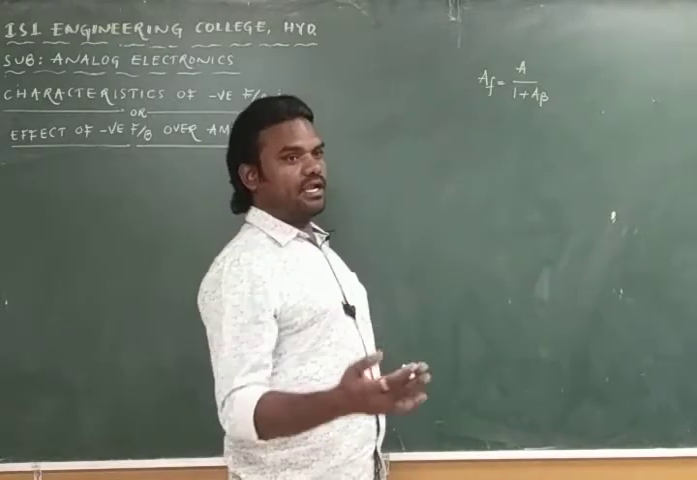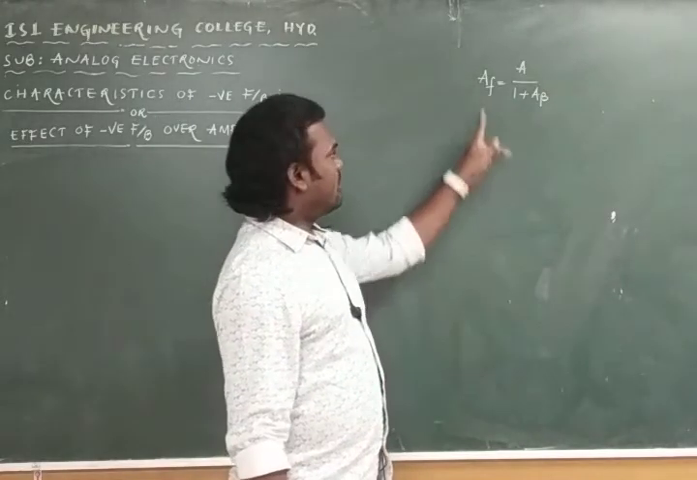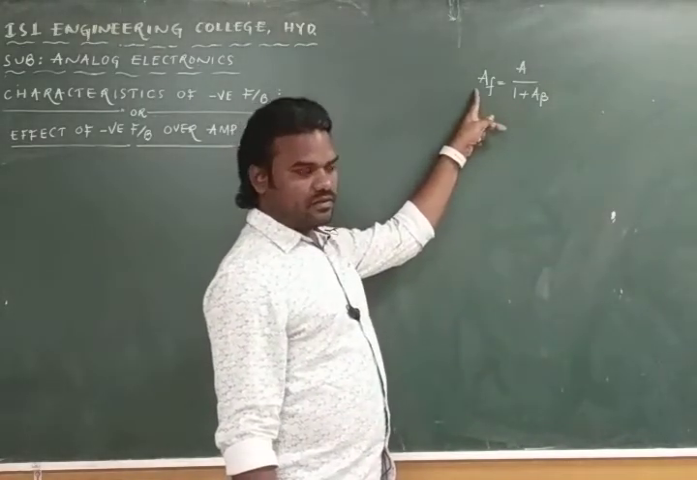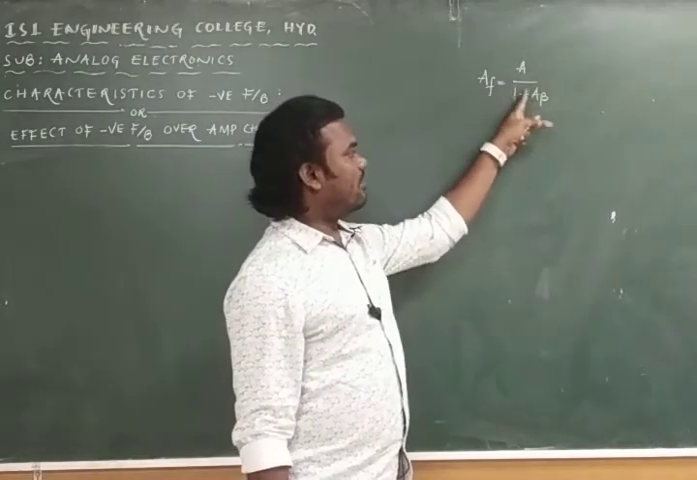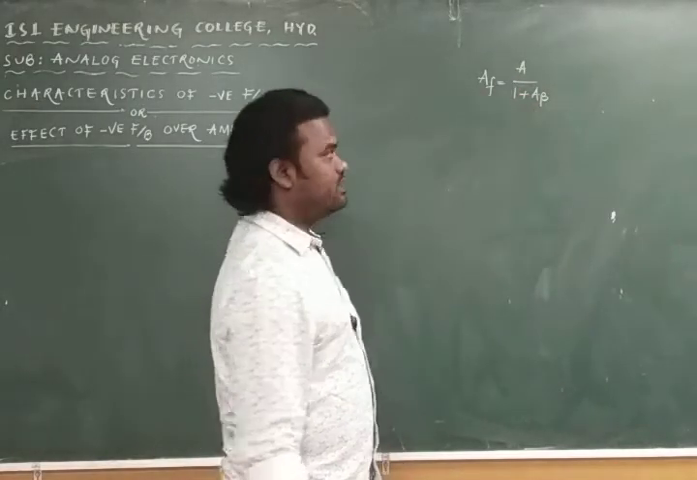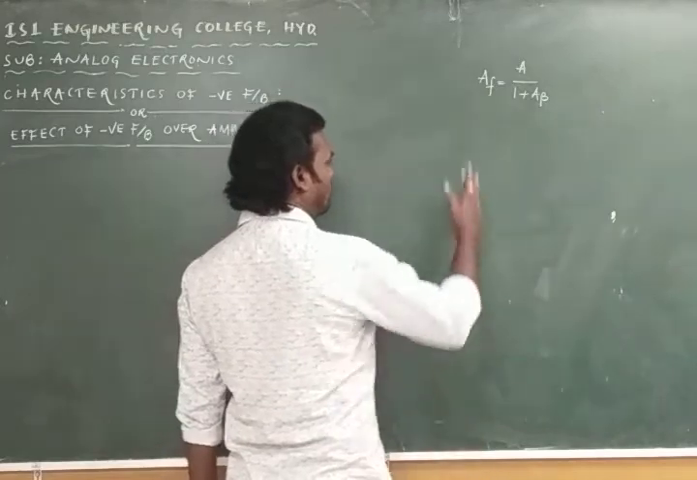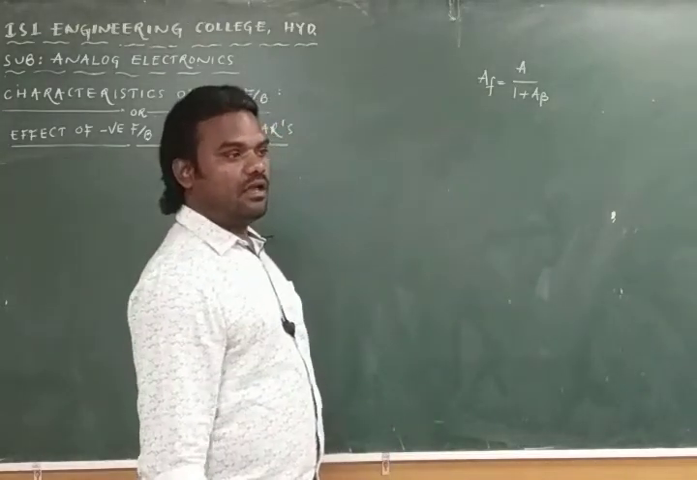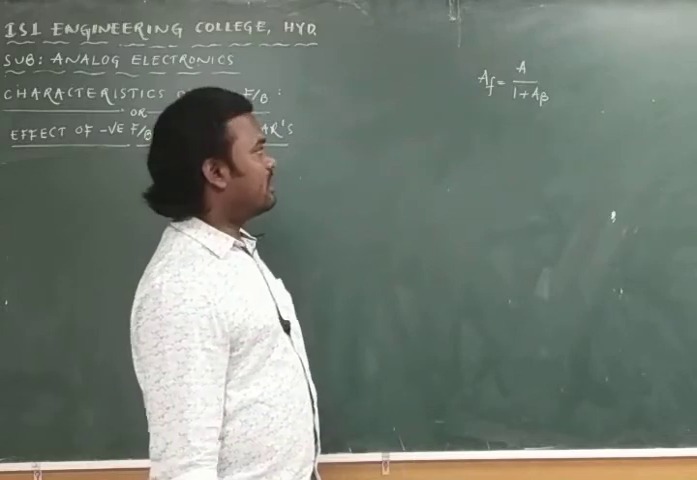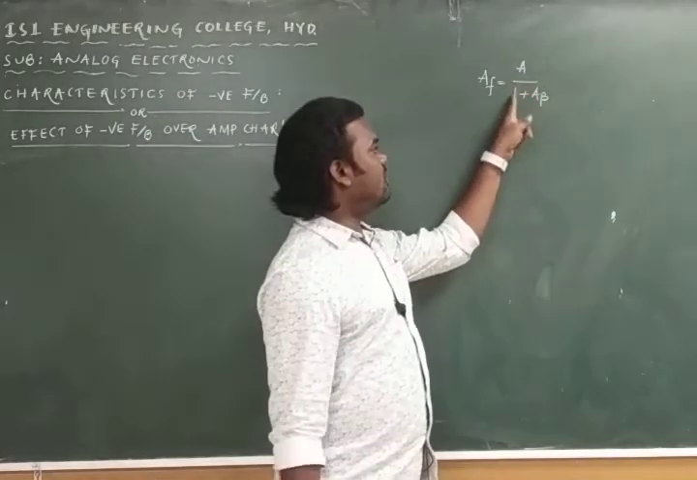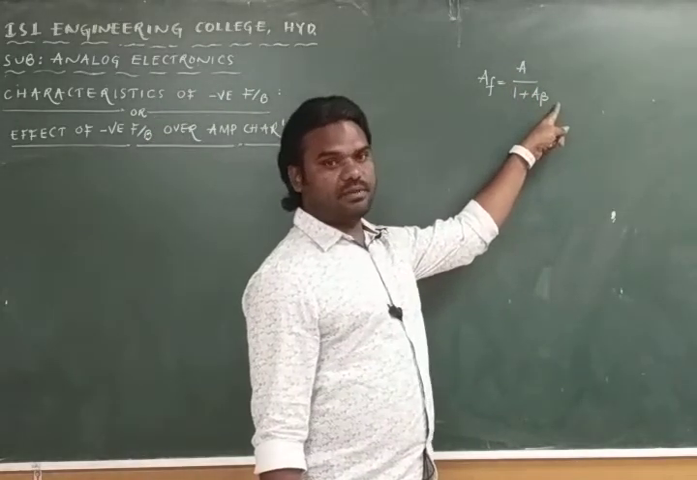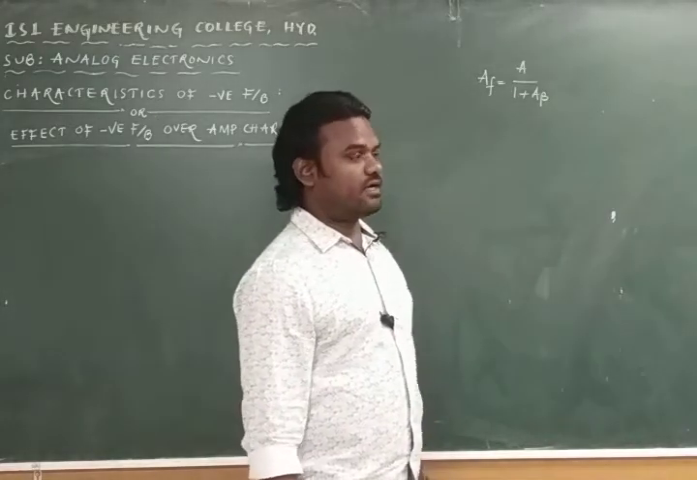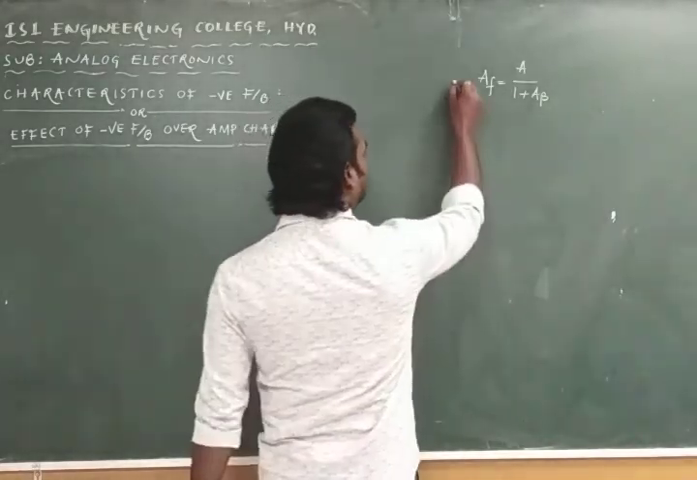After employing the negative feedback, the gain is AF, which is A by 1 plus A beta, where A is the open loop gain. From this, we can conclude that after employing the negative feedback, gain will be reduced by a factor of 1 plus A beta.